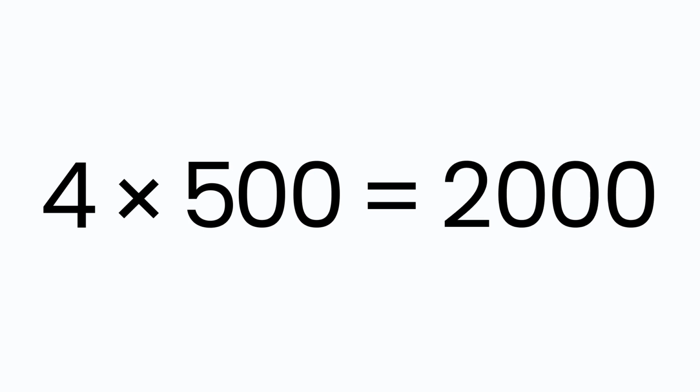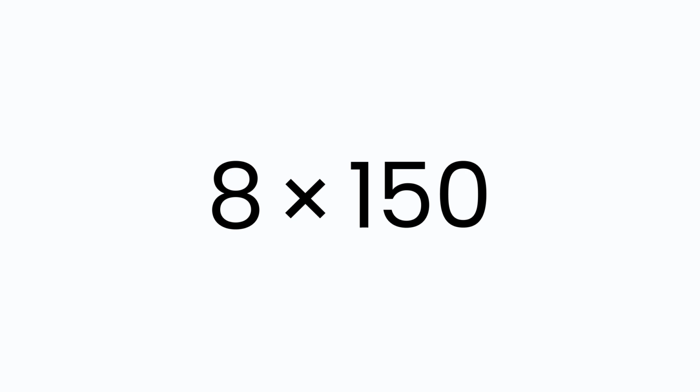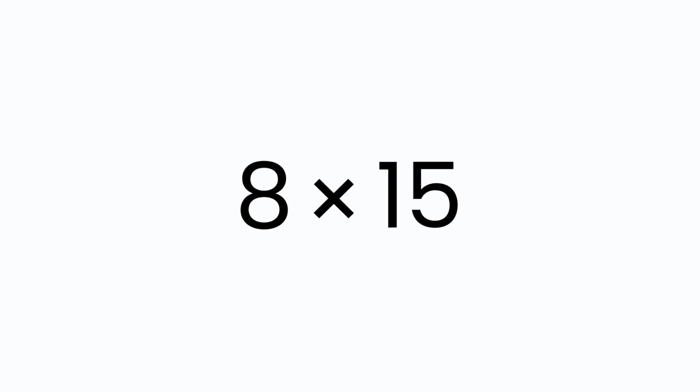This method builds on what you learned from multiplying by powers of 10, but it has one extra step of multiplication. Let's look at one more example. 8 times 150. You first multiply 8 by 15, and then you put on the 0.